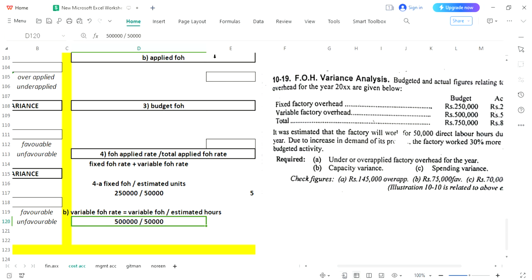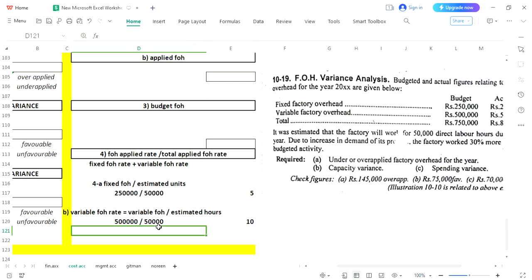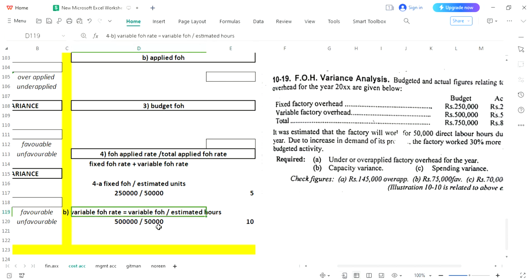It's time to calculate. It's 5 lakh rupees variable FH, and then you need to divide it by estimated hours 50,000. So this way you have calculated your second rate. It was variable FH rate 10 and fixed FH rate 5.